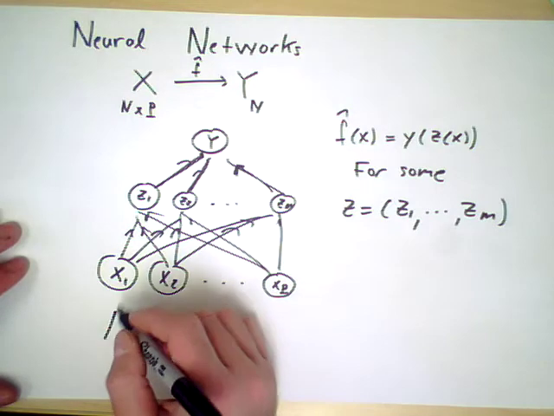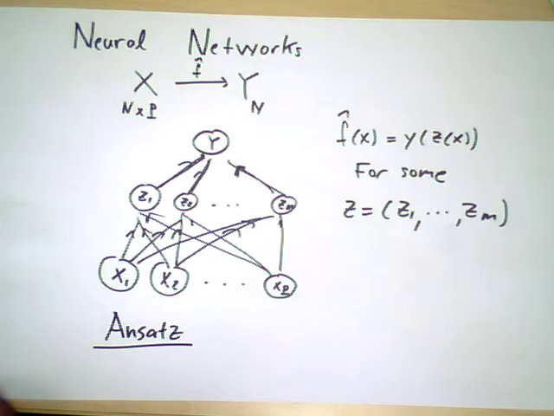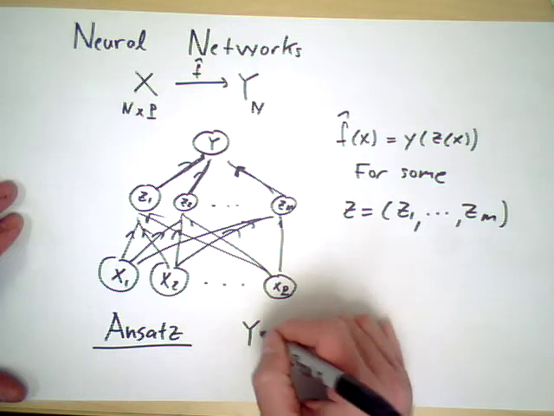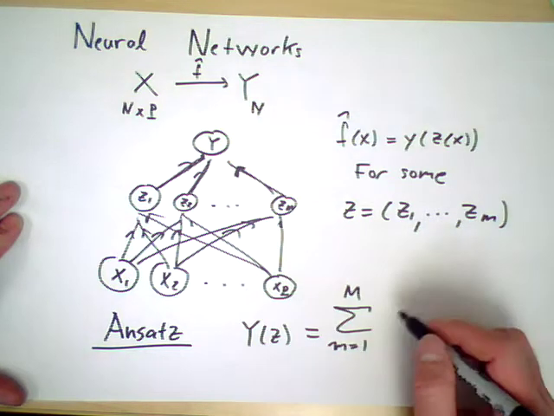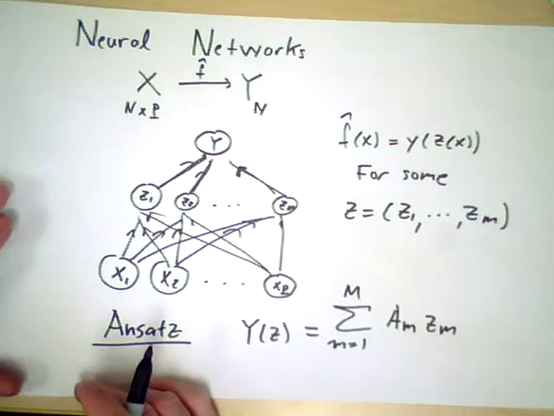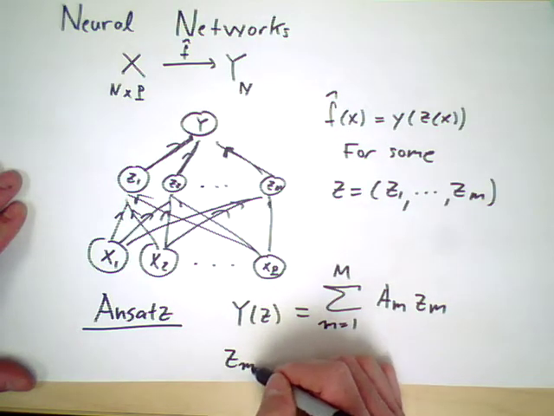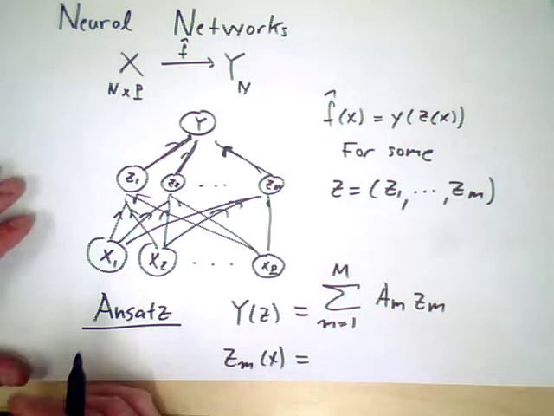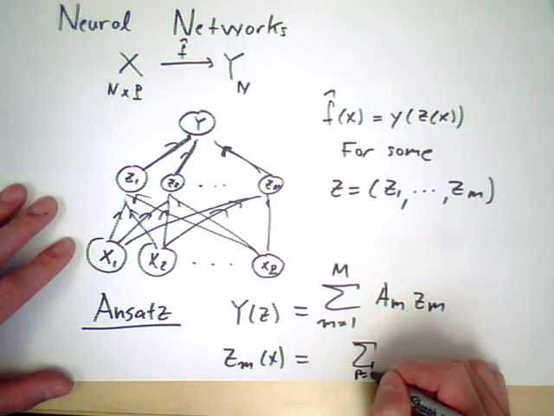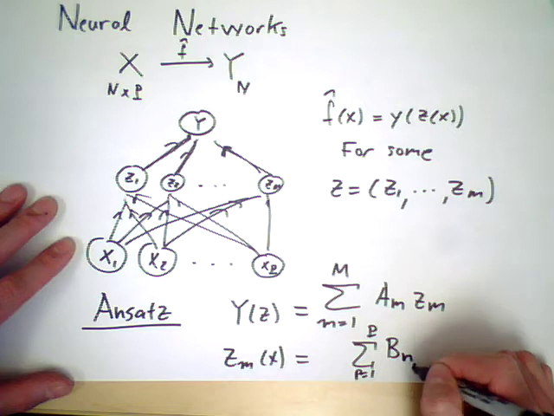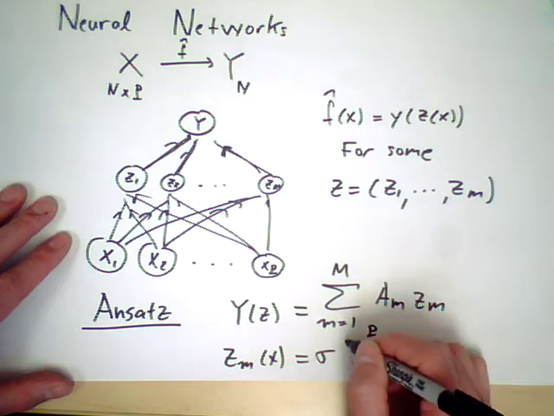In fact, we're going to make an ansatz, that is a hypothesis, a premise for our model, that's of the following form. We're going to assume that y of z is of the form sum over the z's of some coefficients am times zm. So y is going to be a linear combination of the z's. And we're going to assume that each zm in terms of the x's is, well, I want it to be a linear combination, but there's one detail we're going to add, and that will be the subject of the next slide. But I'm going to add up from p equals 1 to capital P of some bmp times xp. So that's the pth coordinate. This is a matrix b times the vector x in some sense. But I'm going to take that output and adjust it by a sigmoid function.